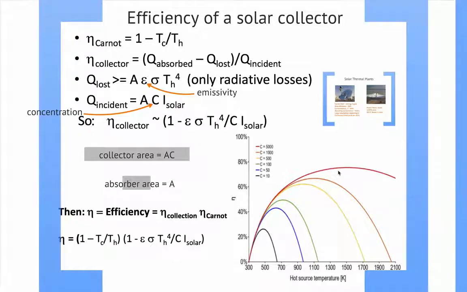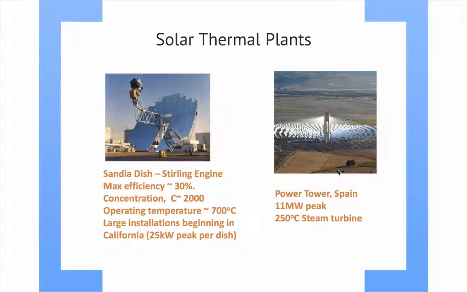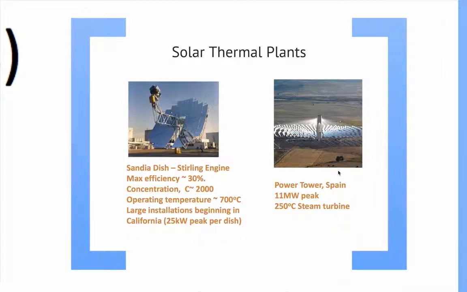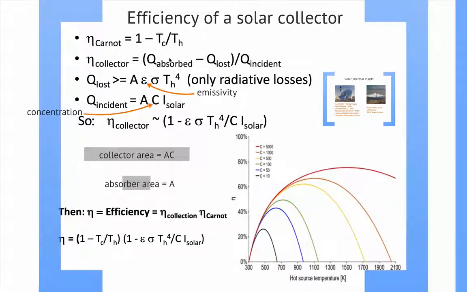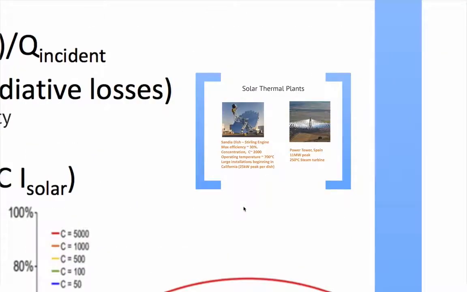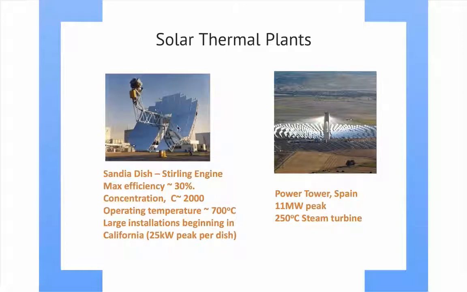Okay, so I want to end a little early today, but before we end, I want to show 2 examples of solar thermal plants which actually apply this whole analysis. This analysis we did, in a much more sophisticated manner, is essentially applied to design these systems. The first solar thermal plant you see on the left is what's called a Sandia dish Stirling engine. Remember the Stirling cycle we talked about? It uses something very similar to that.